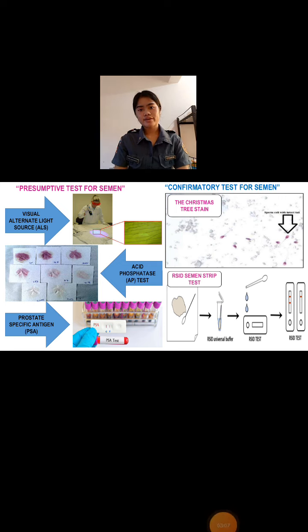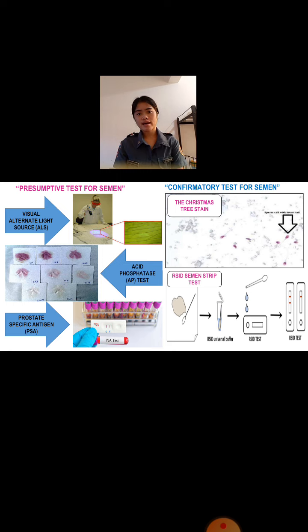Next is the confirmatory test for semen. There are two confirmatory tests for semen. First, Christmas tree stain. It is a positive identification of sperm cell. The first stain stains the neck and the tail of the sperms in green and blue, whereas the latter one stains the sperm head and acrosomal cap with red and pink.